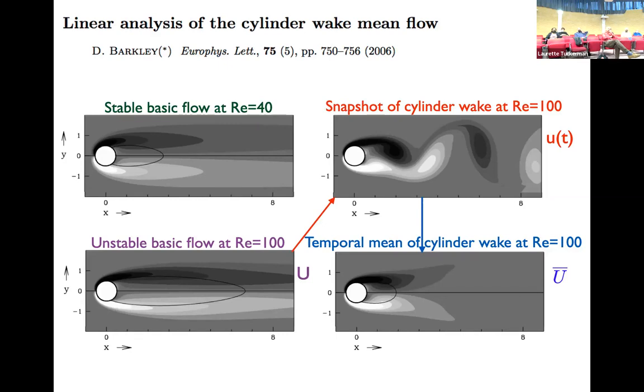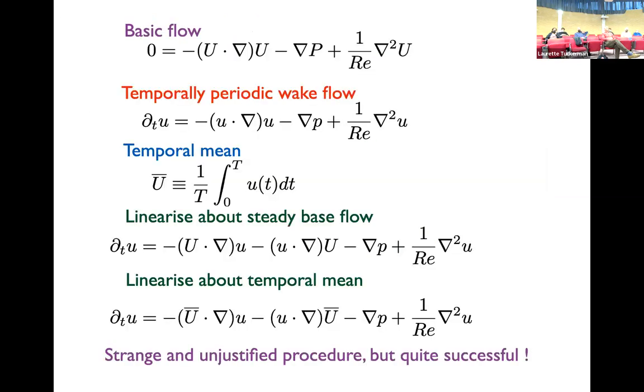Okay, so anyway, this mean at 100 is not the same as the unstable basic flow. Okay, well, maybe no surprise. Let's do some equations. First equations of the talk. Here we have the basic flow. And then we have a temporally periodic flow, this would be a steady state, like the one that's unstable or stable. The temporally periodic flow, just Navier-Stokes.